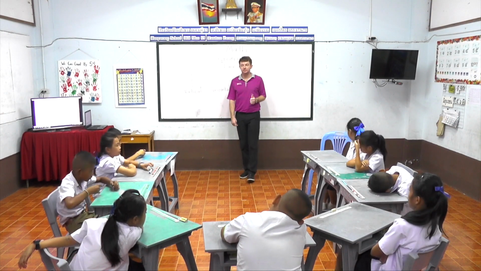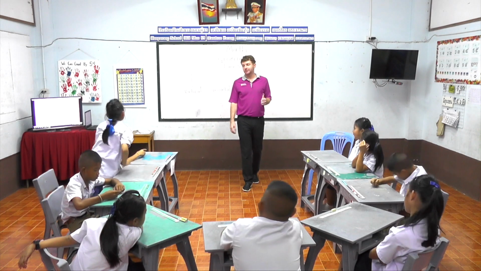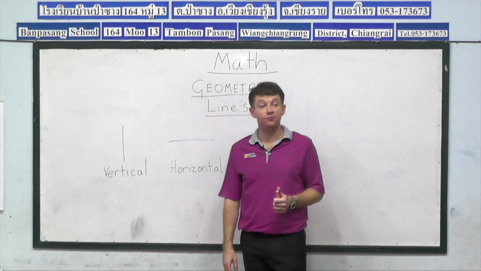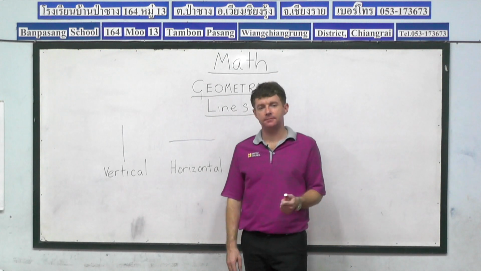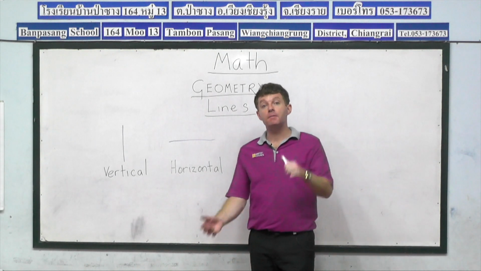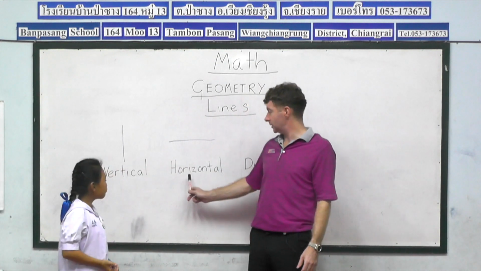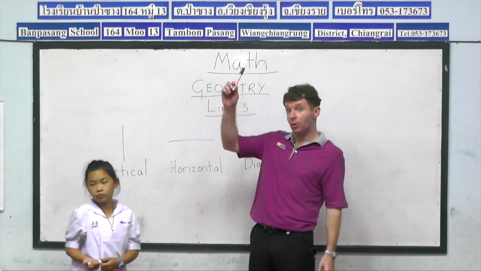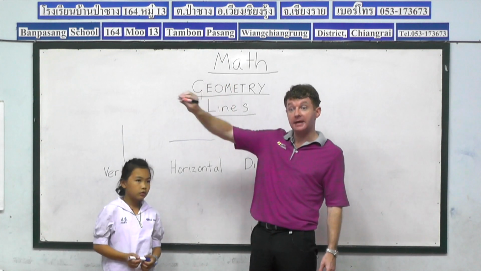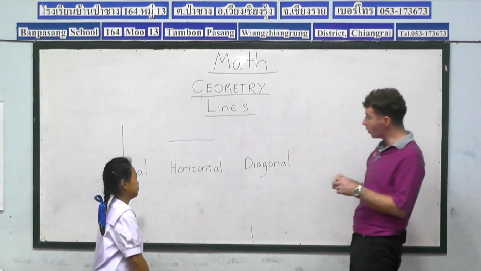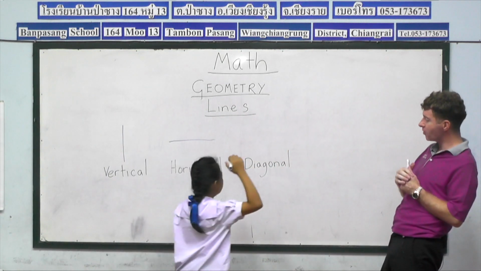Who has the pen? Nadia. Okay, Nadia, it's your turn to help me to draw a diagonal line. Now, the thing to remember about diagonal lines is they're a mix of vertical and horizontal. They go up, but not straight up, and they go across, but not straight across. They're a mix of both. Can you remember how to draw a diagonal, Nadia?